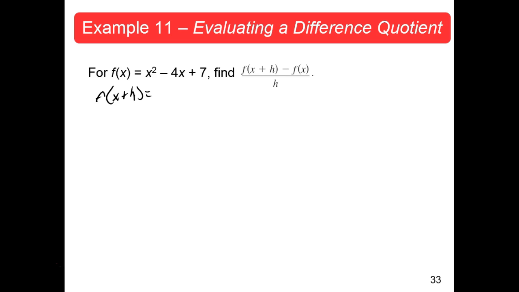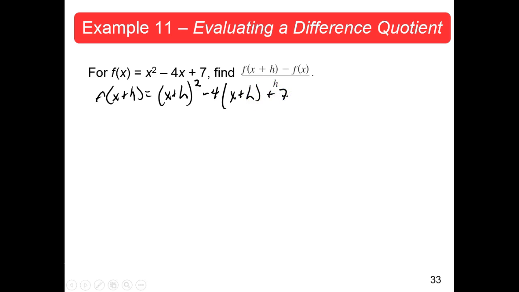So you'll plug it in into X squared. Yeah, exactly. Anywhere you see an X up there, put X plus H instead down here. So what would that be? X plus H squared minus 4 times X plus H plus 7. Done. Well, way to go.